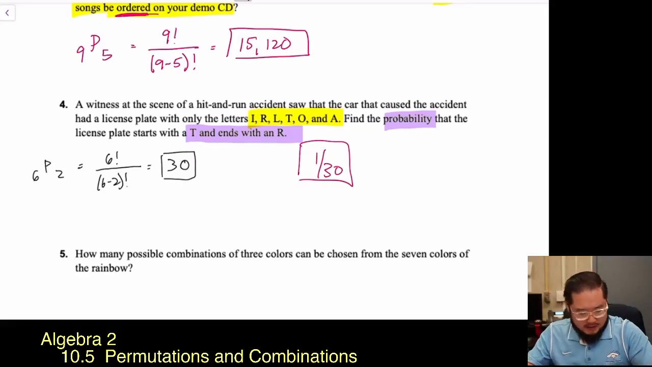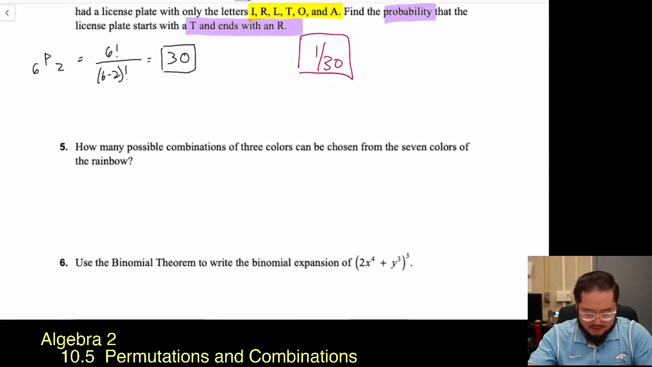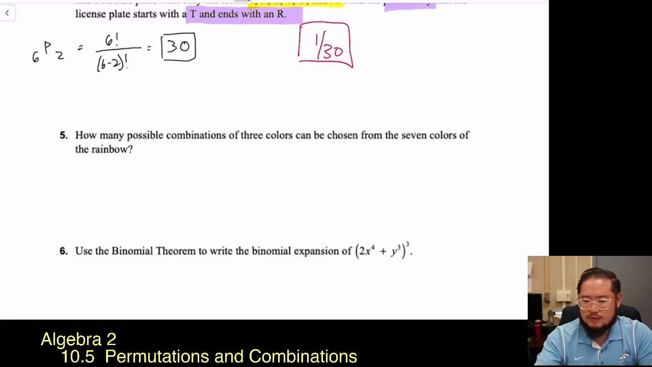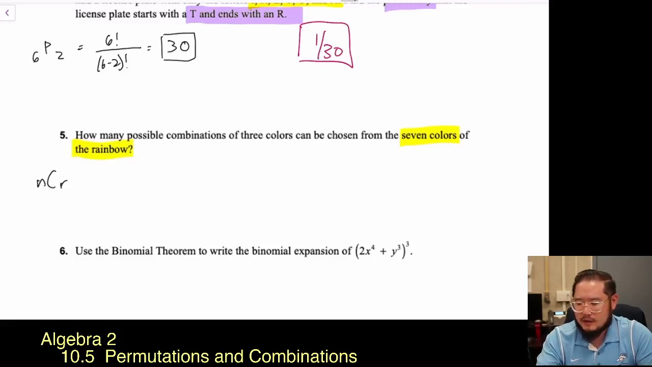Okay. And then finally, let's take a look at number 5 right here. How many possible combinations of 3 colors can be chosen from the 7 colors of the rainbow? So this time, remember, we have nCr, right? We have the total number of objects, 7 colors of the rainbow, and it even tells you it's a combination, so we have 3 colors. So let me go ahead and write this. We have 7, combination of 3.